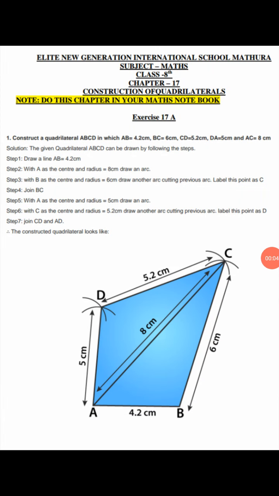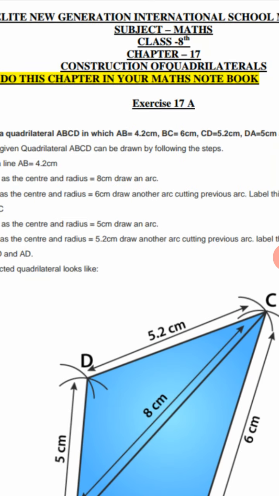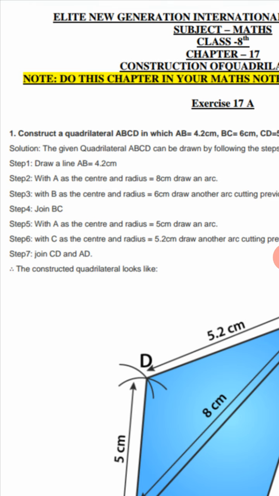Today we are going to start new chapter number 17, that is construction of quadrilaterals. So in this chapter we have to construct quadrilaterals with the help of geometrical apparatus, that is compass, scale, pencil. So see question number 1 in exercise 17a.